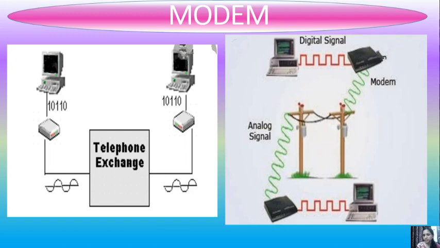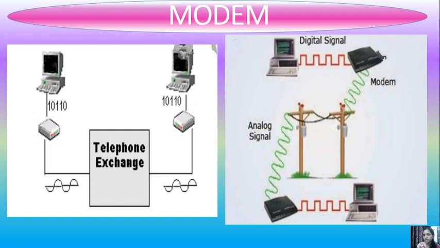Now the left side image is also showing the same concept. There are also two PCs and two modems separately attached to them. So at the sender end, the sender's modem is different from the receiver's modem. Actually a modem is capable of doing both things, meaning modulation and demodulation.